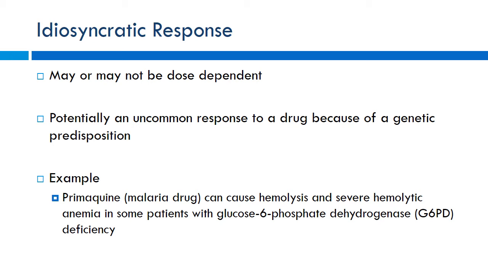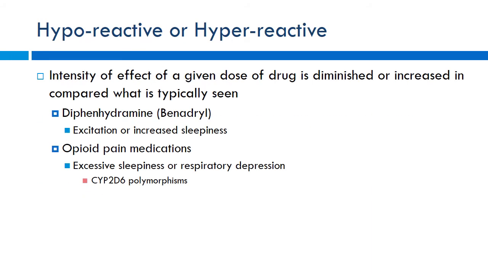You just have to be able to say, okay, you had this reaction. This probably means that you are this type of metabolizer, or you have this type of enzyme deficiency, or whatever happens to be. So people can be hypo or hyper-reactive to a given drug. So again, the intensity of the effect of the dose that I'm giving could either be diminished or very much increased compared to what I would typically expect to see.